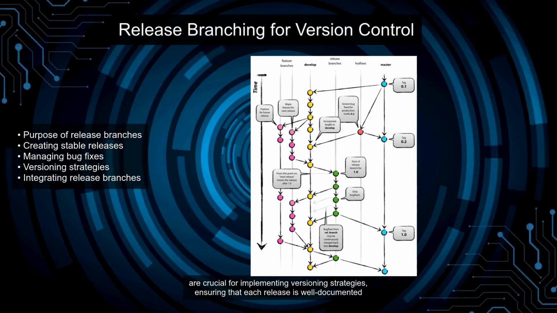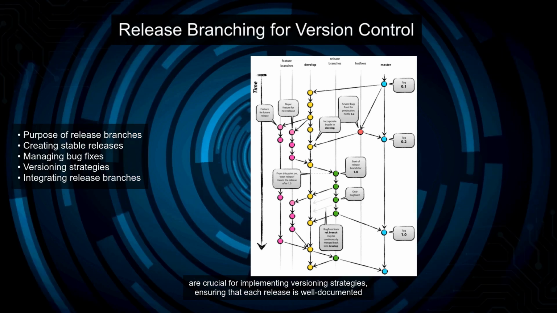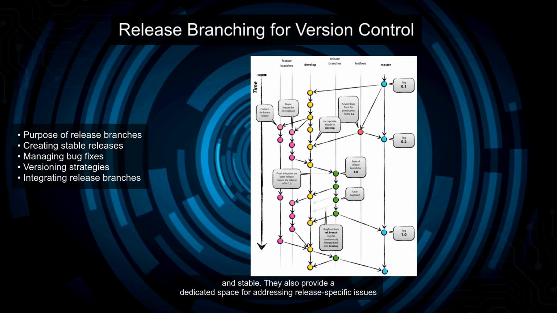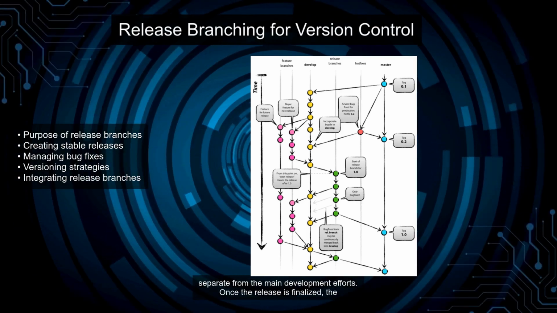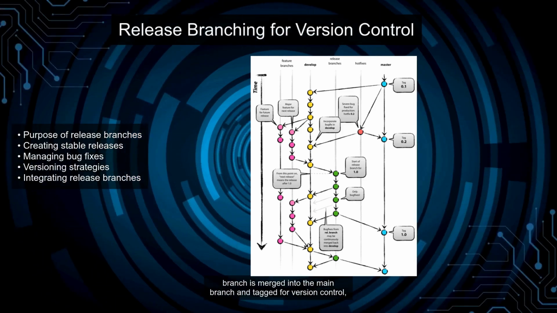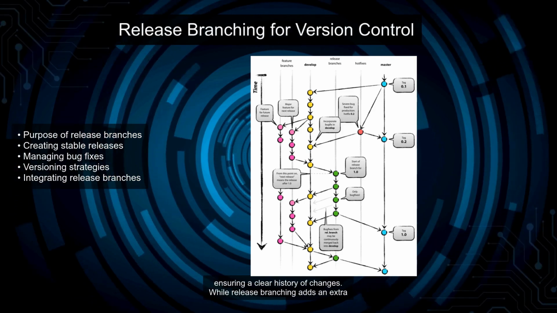Release branches are crucial for implementing versioning strategies, ensuring that each release is well documented and stable. They also provide a dedicated space for addressing release-specific issues separate from the main development efforts. Once the release is finalized, the branch is merged into the main branch and tagged for version control, ensuring a clear history of changes.